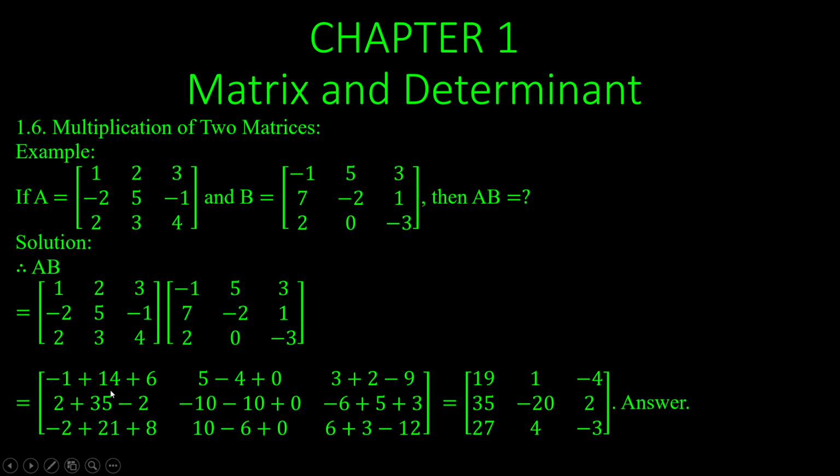Now doing the calculation we get here the 19, here the 1, here the minus 4, here the 35, here the minus 20, here the 2, here the 27, here the 4, here the minus 3. This is the product of the two matrices.